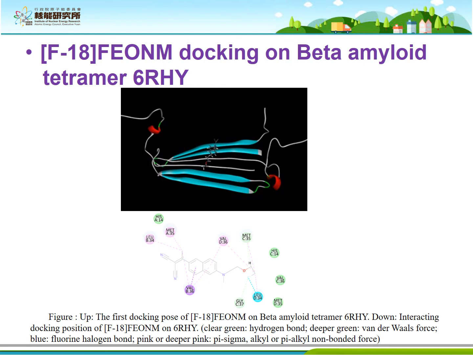And from the force field analysis, we found the extra 2 carbon and 1 oxygen atom in the fluorine-18 Feon formed a fluorine hydrogen bond, which dominates the main docking force and is higher than its original compound, fluorine-18 FDDMP.